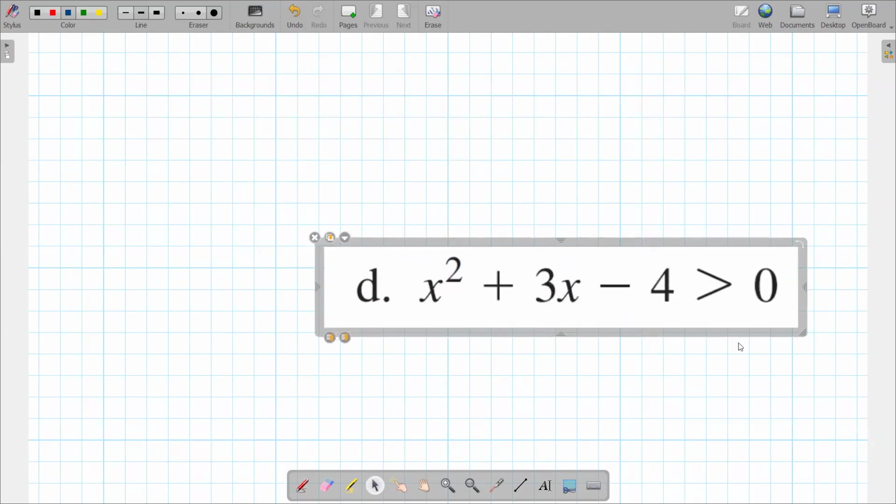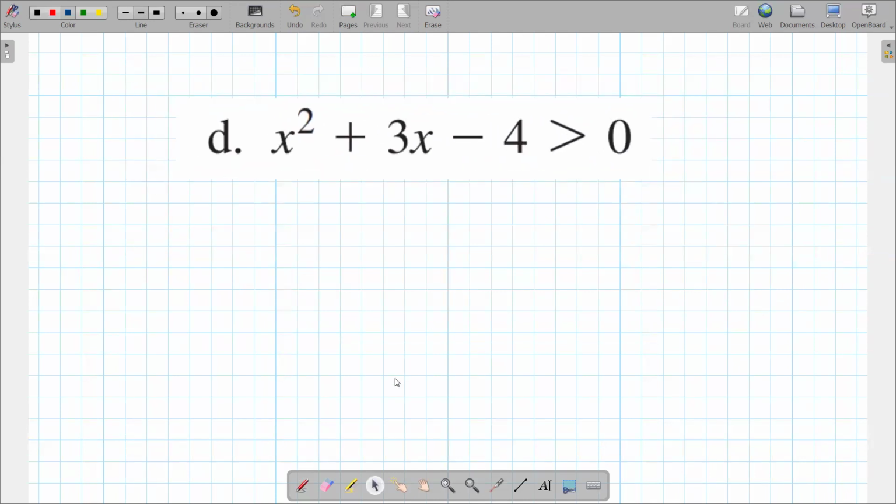What about this one? How do we solve a quadratic? You have to factor it. To factor it, we're looking for two numbers. When they multiply, you get -4. When you add them up, you get +3. So what are the two numbers?